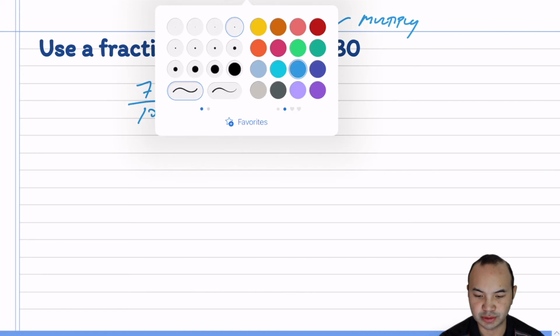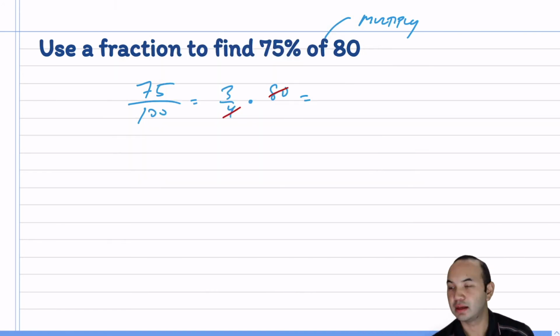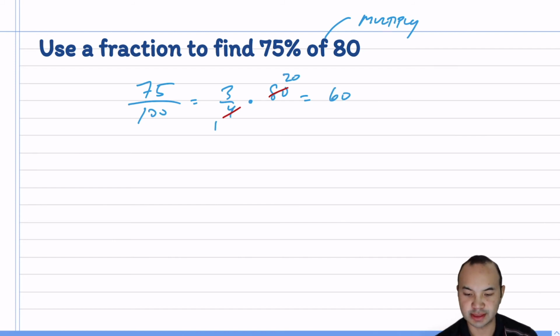I don't want to do that yet. I'm going to cross cancel. I can divide by 4. This is 1, and this is going to be 20. So 3 times 20 is 60. So 75% of 80 is 60. So if you can make it a fraction, you should do that first.